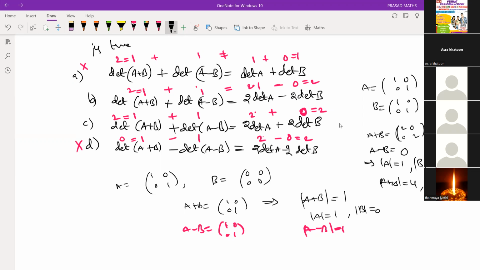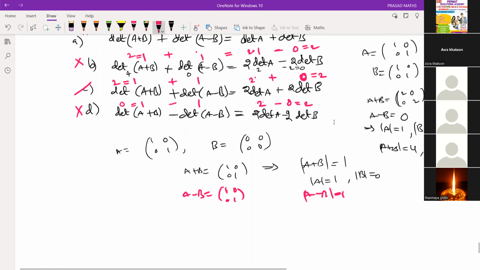Now check with these options. Det of A plus B is 4, and det of A minus B is 0. What is 2 into det A? Det A is 1. 2 minus, what is det B? 1. 2 into det B is 2, so 2 minus 2 is 0. Therefore, the left side is 0 and the right side is 4. This is also discarded. Therefore, the only possibility is this one. This was by options, by taking a counterexample.